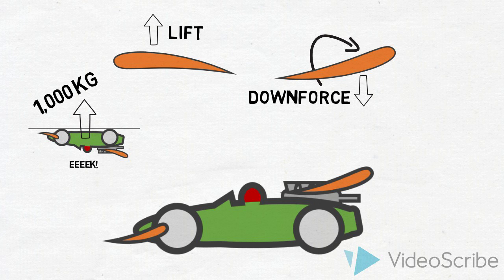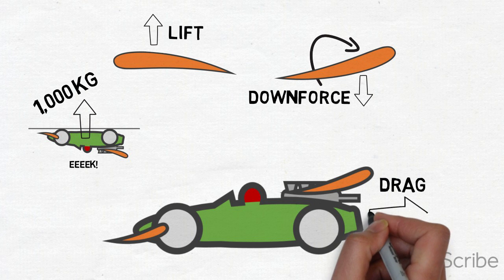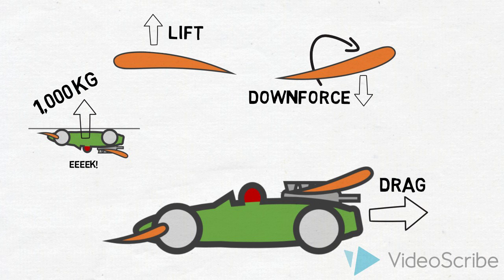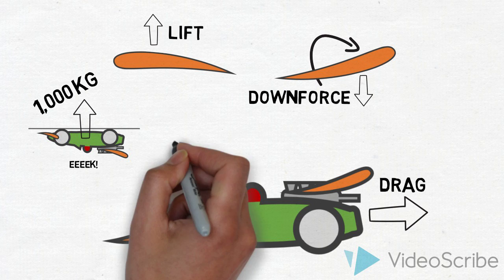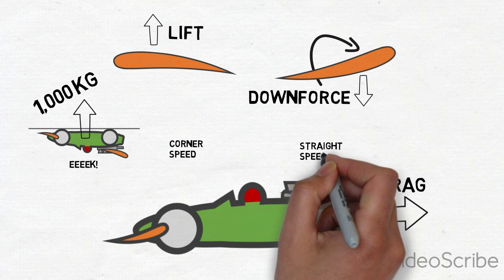Where there is downforce, there will also be drag. The greater the downforce, the greater the drag. The drag, of course, will slow the car down, especially on the fastest sections of track, which could undo all the good work. So wings must be a compromise. Better for corners, not so good for straights.